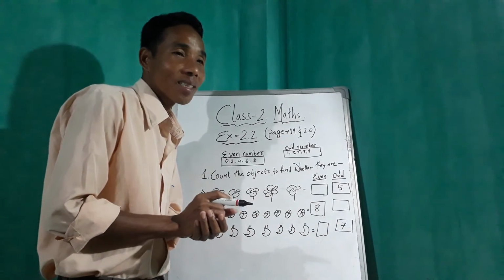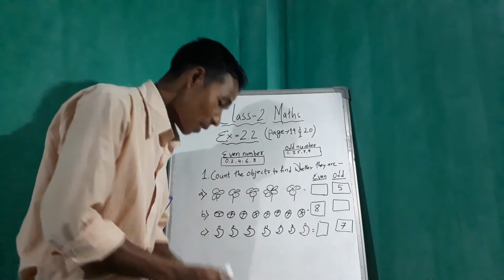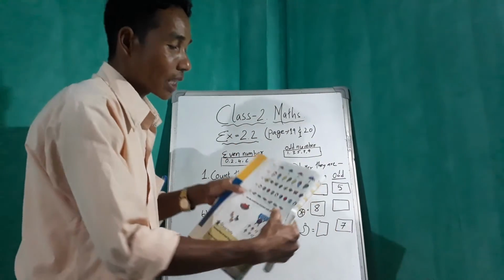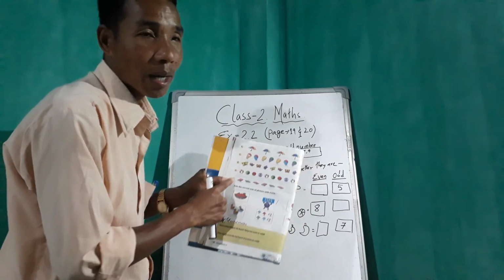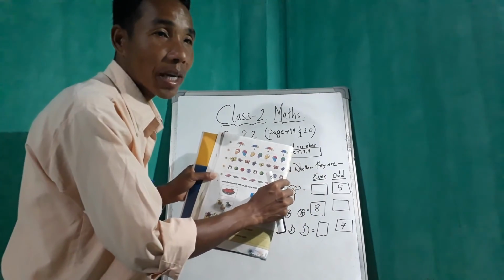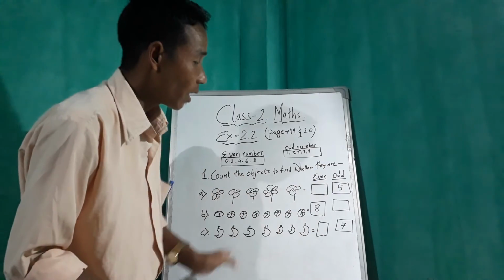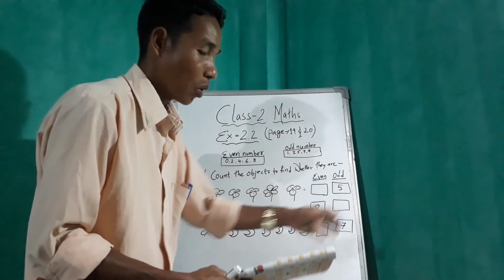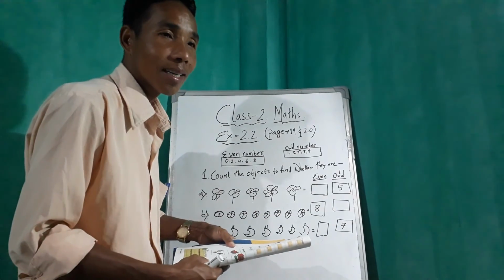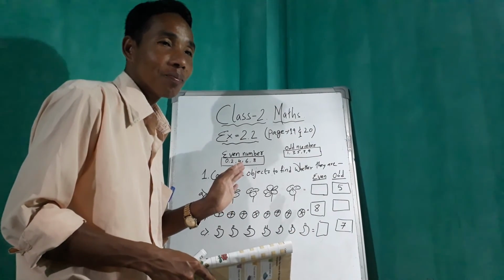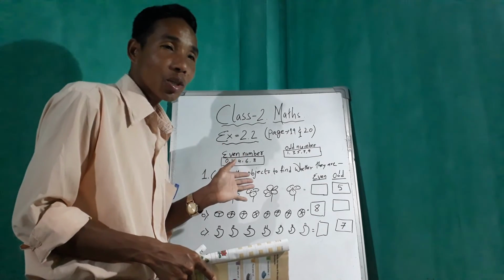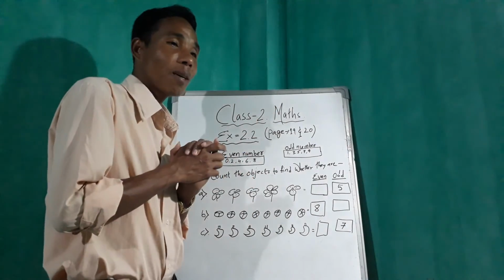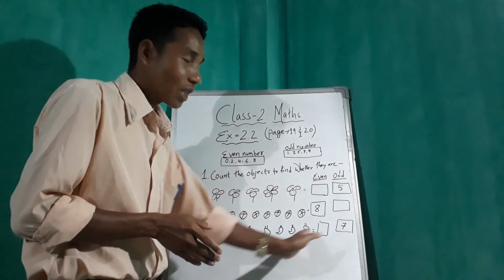Very easy, no? So, number A I have done. You try to do B, C, D, E, F by yourself at home in your book. It is very easy. You just have to count the objects and write whether it is an even number or an odd number. Can you do it by yourself? Have you understood? So you try to do it by yourself at home.